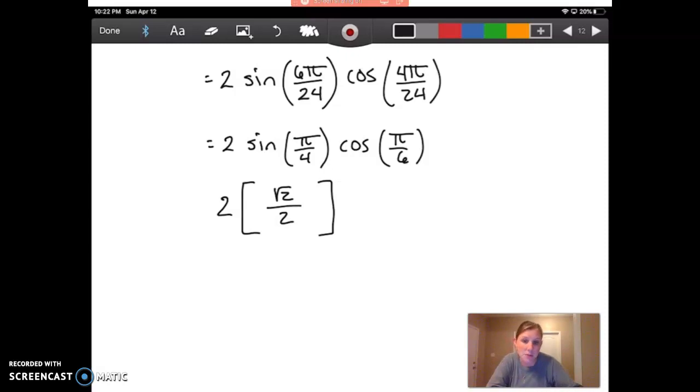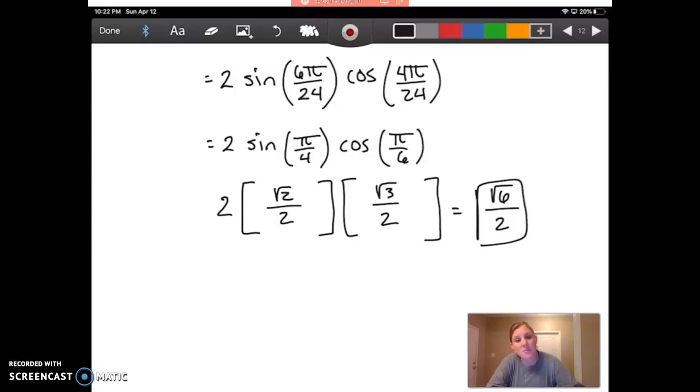That comes from the unit circle or from that little chart that you have to know. And then the second thing is the cosine of pi over 6. So back to the chart. When I solve for that, I'll get radical 3 over 2. So all I have left to do is multiply all the way across. That will give me square root of 6 over 2, and that's your final answer.